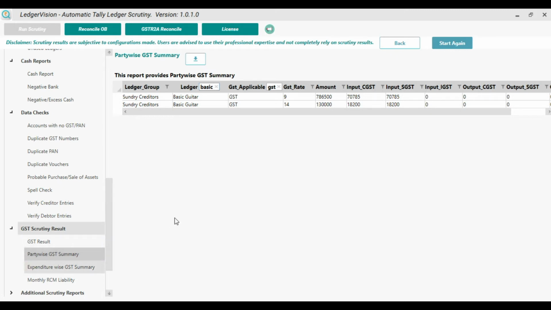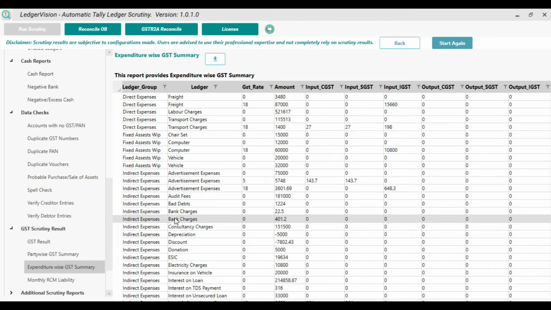Next report is expenditure-wise GST summary. Here the list of all ledgers from the P&L account is there, and fixed assets ledgers are also there. Ledger group is there, ledger name is there, GST rate, amount of expenditure or amount of that ledger is there. Then whether it is input or output and whether it is CGST, SGST, the segregation is done accordingly.